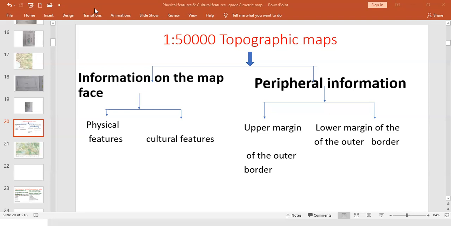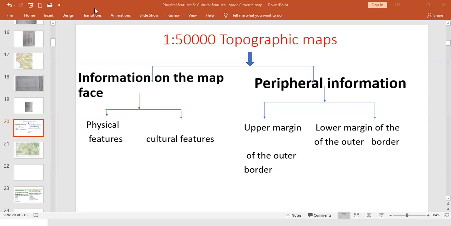What is the adjacent map? The map located on the north side, west side, south side, east side, northeast, like that. Then a figure showing the administrative boundaries.